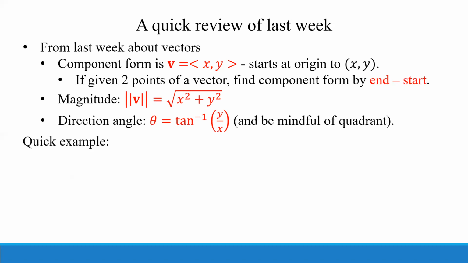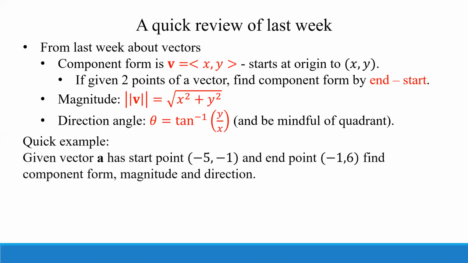And let's do a quick example from last week. I'm not going to spend much time on this, but I just want to get us back into what we're doing. So let's say vector A, with the start point and end point that you see there. Let's find component form, magnitude, and direction. So component form, remember end minus start. We got -1 minus -5, and then 6 minus -1. Watch those signs, and that's going to become <4, 7>.